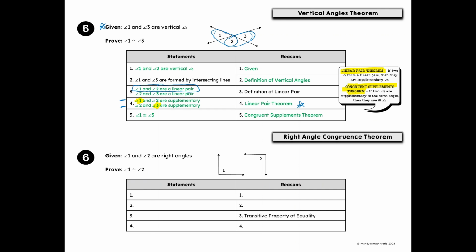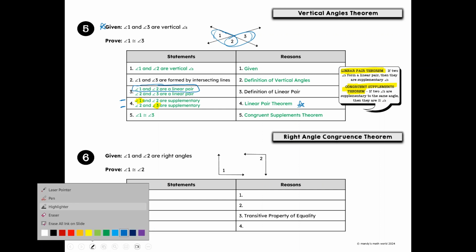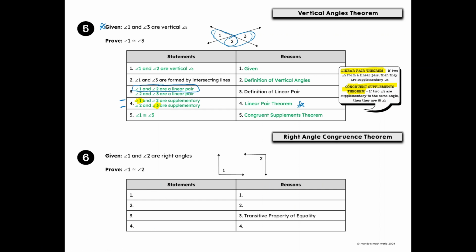Okay. Let's move on to our final theorem. We're going to prove the right angle congruence theorem. We are given that angle 1 and angle 2 are right angles. Let's see, I need a pen right here. Angle 1 and angle 2 are right angles. That's something that we're given. So let's write that in our proof. And we're going to prove that they're congruent.